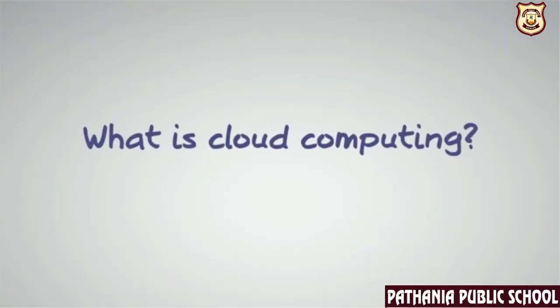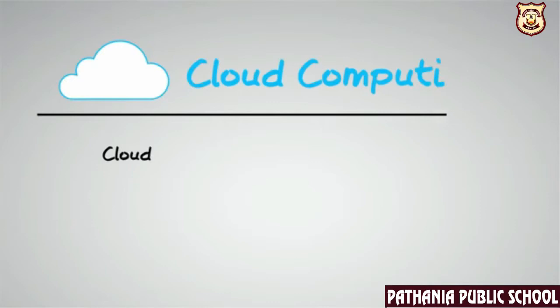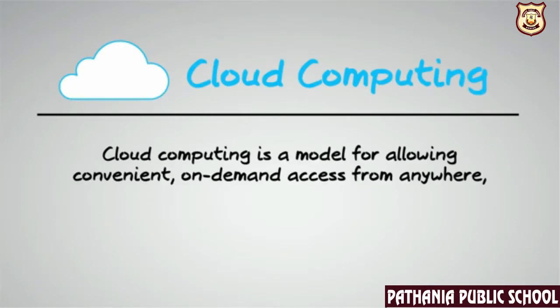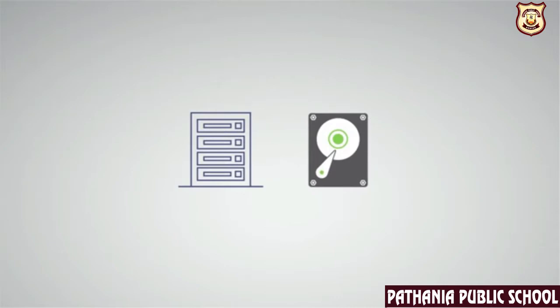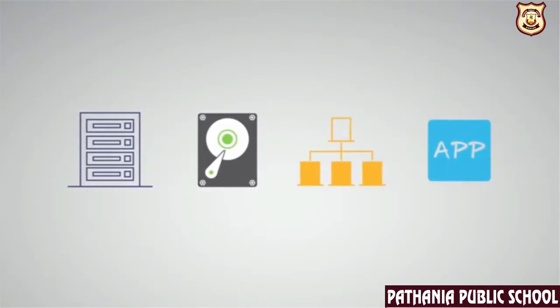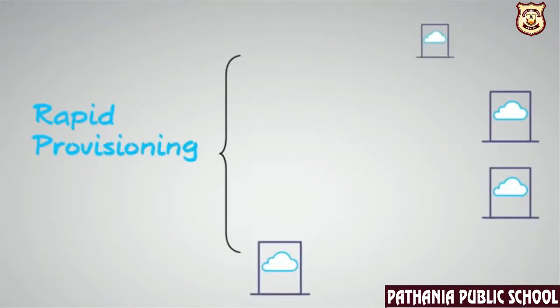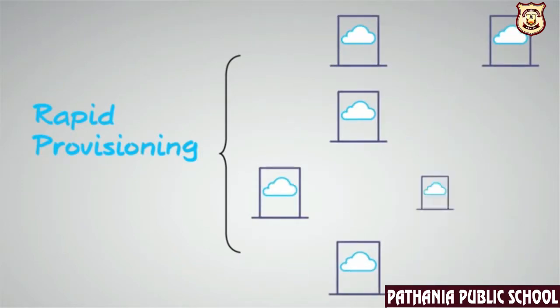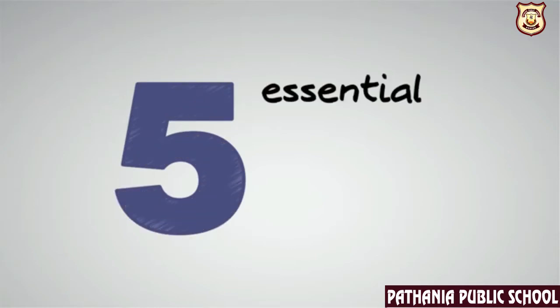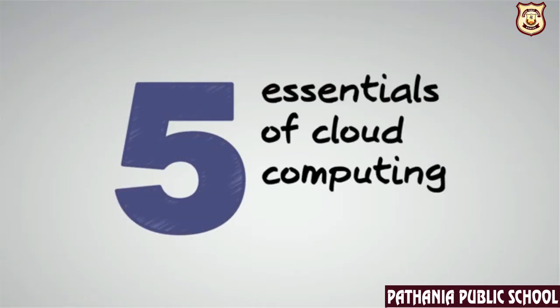What exactly is it? Cloud computing is a model for allowing convenient, on-demand access from anywhere to a shared pool of computing resources. These can include servers, storage, networking, applications, and services that can be rapidly and easily provisioned and released. The cloud model includes 5 essential characteristics.